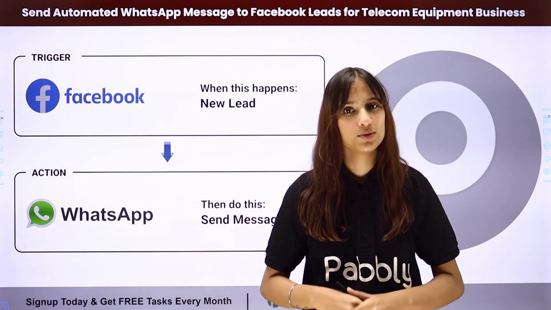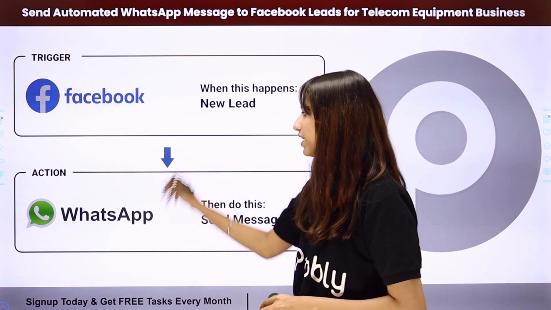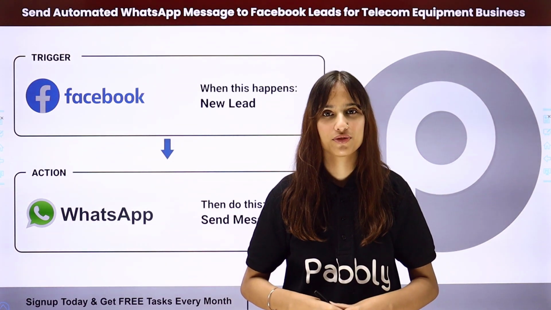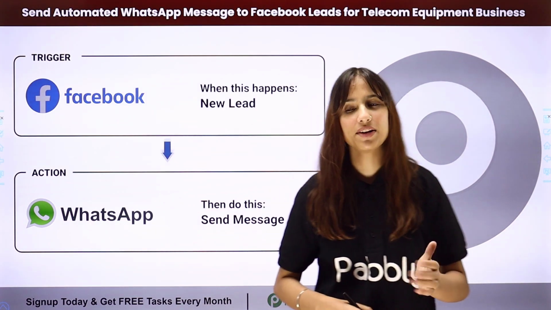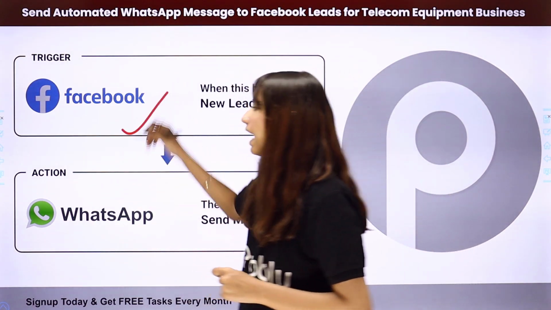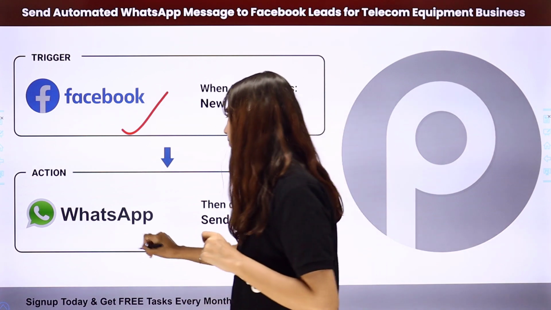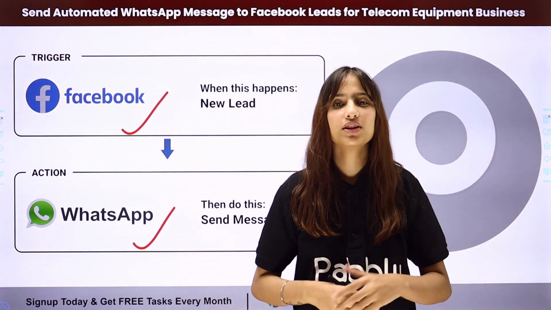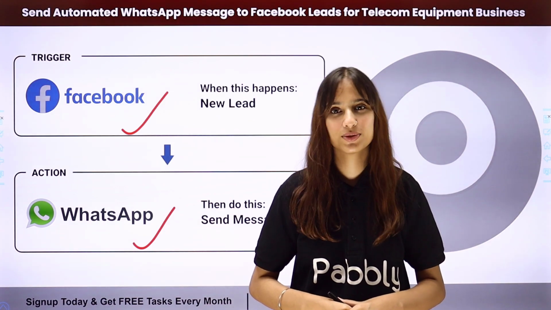Now to do this, I need to build an integration between these two applications, for which I will be using this amazing integration and automation software that is Pabbly Connect. So here my trigger application will be Facebook and my action application will be WhatsApp. So here to send the WhatsApp message, I am using Vati. So if you want to learn more about this integration, follow me through the screen.